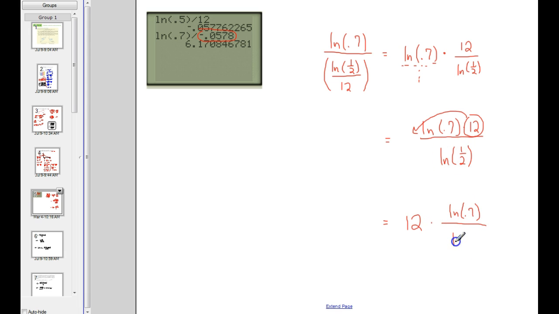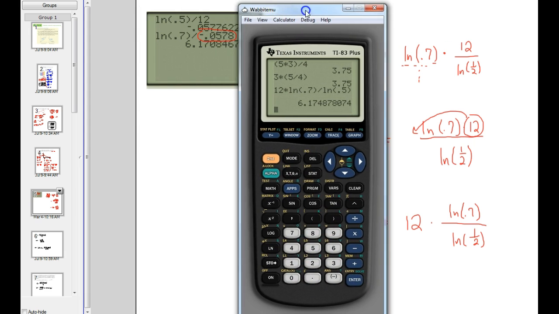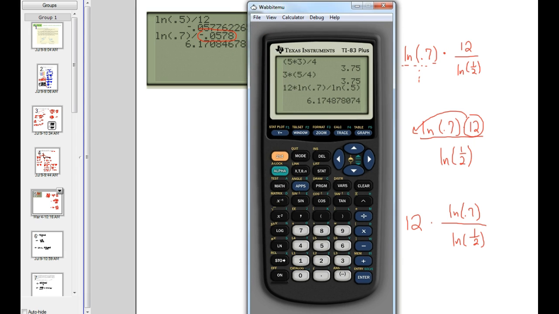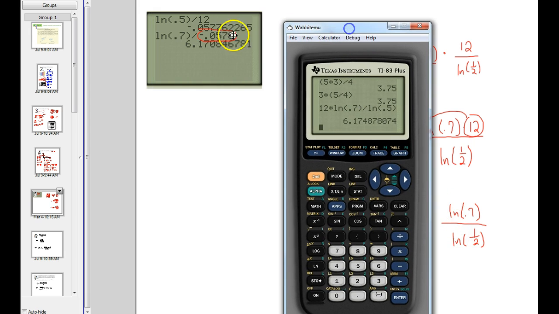And this natural log of 1/2, you can write as 0.5 or 1/2. But what we end up with is a little formula to get this same number. It's actually a little bit more accurate than that number, but 12 times the natural log of 0.7 divided by the natural log of 1/2, which is again 0.5, still gives us roughly that same number. Just because of rounding, we see a little bit of a difference. This one's not rounded as the other one was because it had the 0.0578 instead of this entire expression.